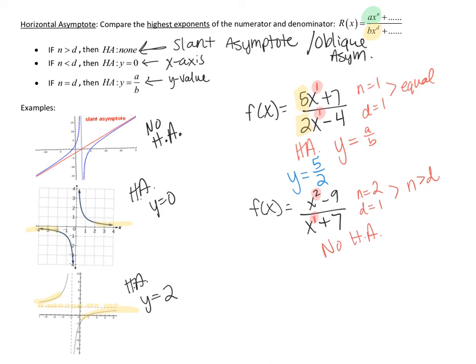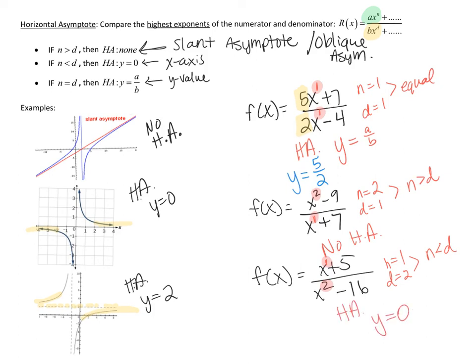Now, let's look at one more so we can see our last scenario. Let's say we have x plus 5 over x squared minus 16. If I'm trying to find the horizontal asymptote here, I'm going to look at the highest exponents. Again, since there's no number on the top, it would be a 1. So my numerator exponent is a 1 and my denominator exponent is a 2. This time my numerator exponent is less than my denominator exponent. Therefore, my horizontal asymptote will be at y equals 0.